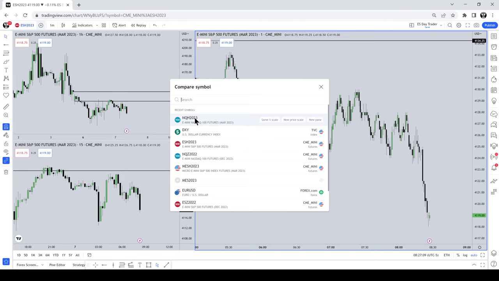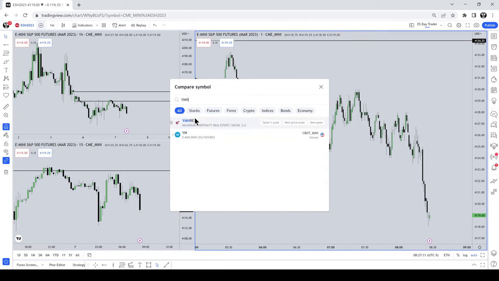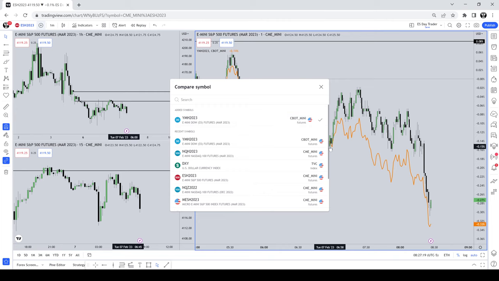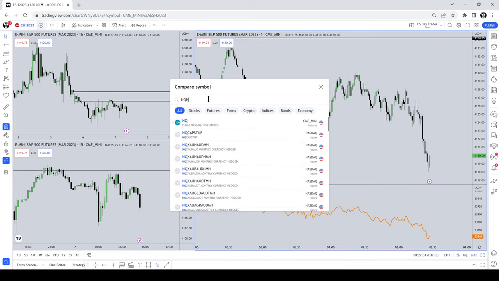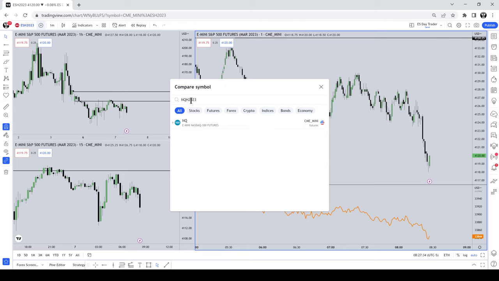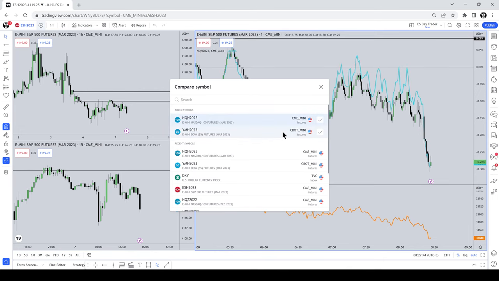Like if you wanted to put the Dow up, you put YMH for the month code for March, 2023. Okay, and if I did that, it's plotting it over top. You don't want that. So you untoggle it and click on new pane, and it'll plot it down here. Now, if you want to add the NASDAQ in addition to, you can put NQH2023. Now, when a March contract expires, you would change the H to M for the delivery month of June. Okay, and then you plot that.